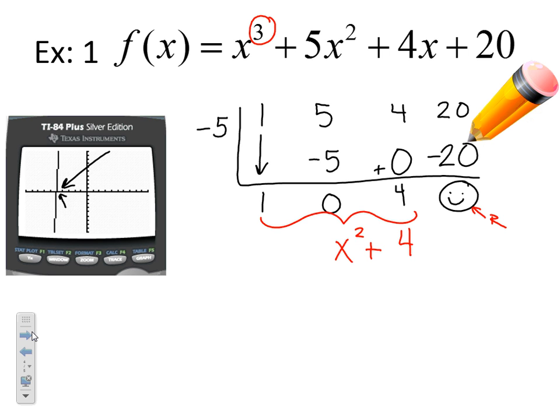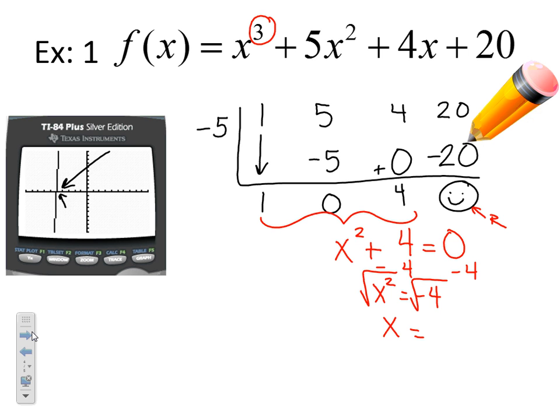Well, I take this thing that's left here, this x squared plus 4, the quotient, and I need to solve it. I need to set it equal to 0 to find its solutions. So I'm going to subtract the 4, x squared equals negative 4. I'm going to square root to get the x alone. Square root of negative 4.